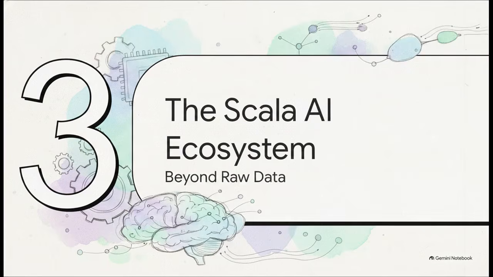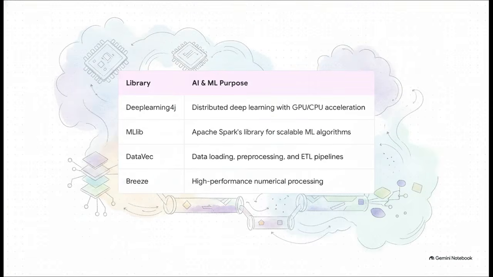All right, Section 3. The Scala AI ecosystem. It's not just about raw data processing. Scala actually has a deeply specialized ecosystem tailored for large-scale artificial intelligence. You've got Deeplearning4j for distributed deep learning with native GPU acceleration, Spark's MLlib for scalable algorithms, and tools like DataVec and Breeze for heavy numerical processing. You don't even have to leave the JVM. You can import models from TensorFlow and just run them natively.